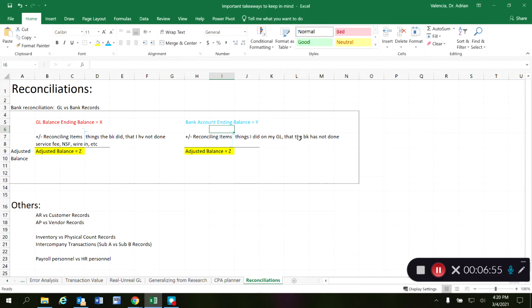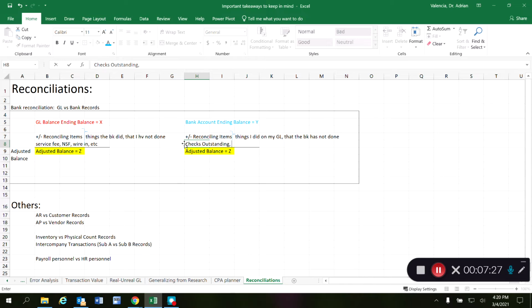Now, to the bank balance, what are some of the things that you might have done on your GL that the bank has not done? Well, this could be adding checks, subtracting checks outstanding. So if you have some checks that you wrote that have not cleared the bank, then that's something you subtracted in your balance. That's something you did on your GL that the bank has not reflected there. So you'll have to subtract it from here.